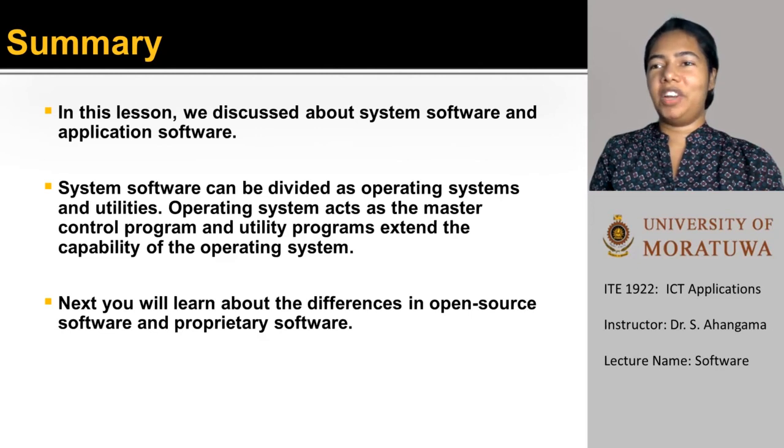To summarize what we learned today, we discussed system software and application software. System software can be divided into operating systems and utilities. The operating system acts as the master control program, and utility programs extend the capability of the operating system. In the next lesson, you will learn about the differences between open source software and proprietary software.